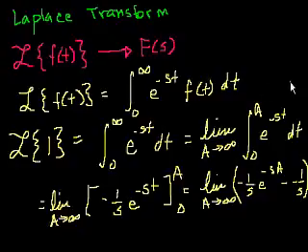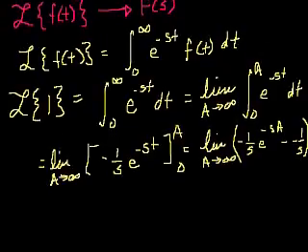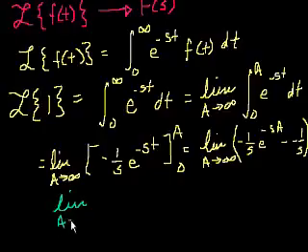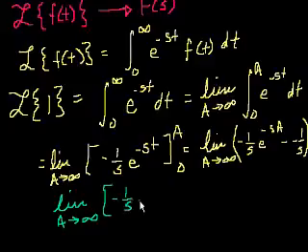Fair enough. And then let me scroll down a little bit. I wrote a little bit bigger than I wanted to, but that's okay. So this is going to be the limit as a approaches infinity of minus 1 over s e to the minus sa minus 1 over s, so plus 1 over s.